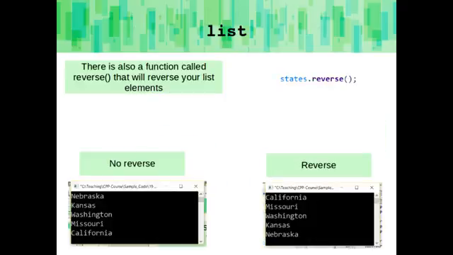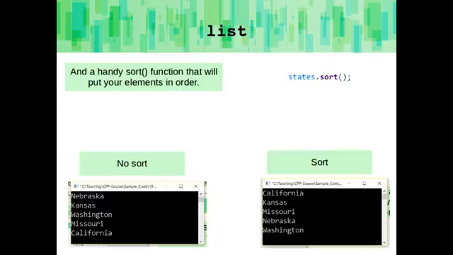With list, we also get a function called reverse that will reverse the elements in the list, and a handy sort function that will put the elements in order.